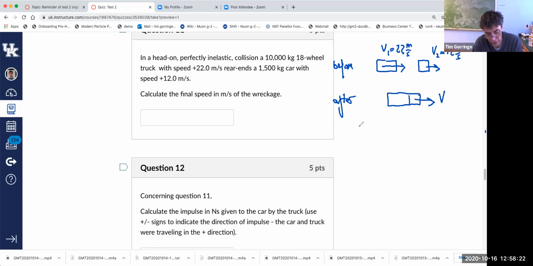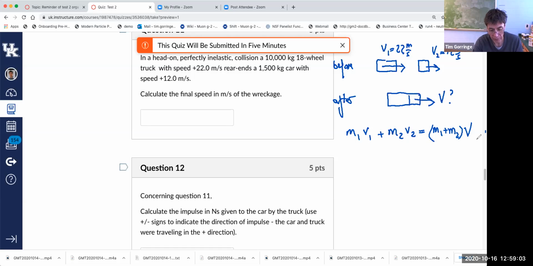Okay, so for the final speed of the wreckage, this is a head-on, perfectly inelastic collision where momentum is conserved, but kinetic energy is not conserved. We're going to use momentum conservation. The momentum before the collision is the momentum of the car and the truck, which are separate before the collision, and that must equal the momentum of the wreckage, which is made out of the car and the truck after the collision. And momentum itself is just mass times velocity. So I fed all that into my momentum conservation equation.